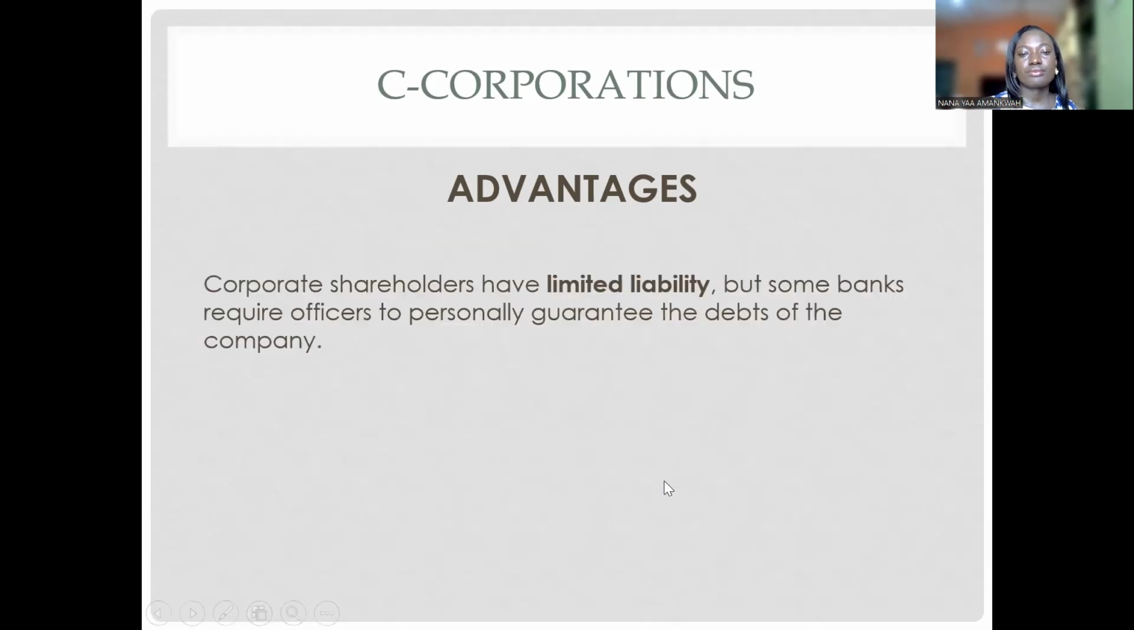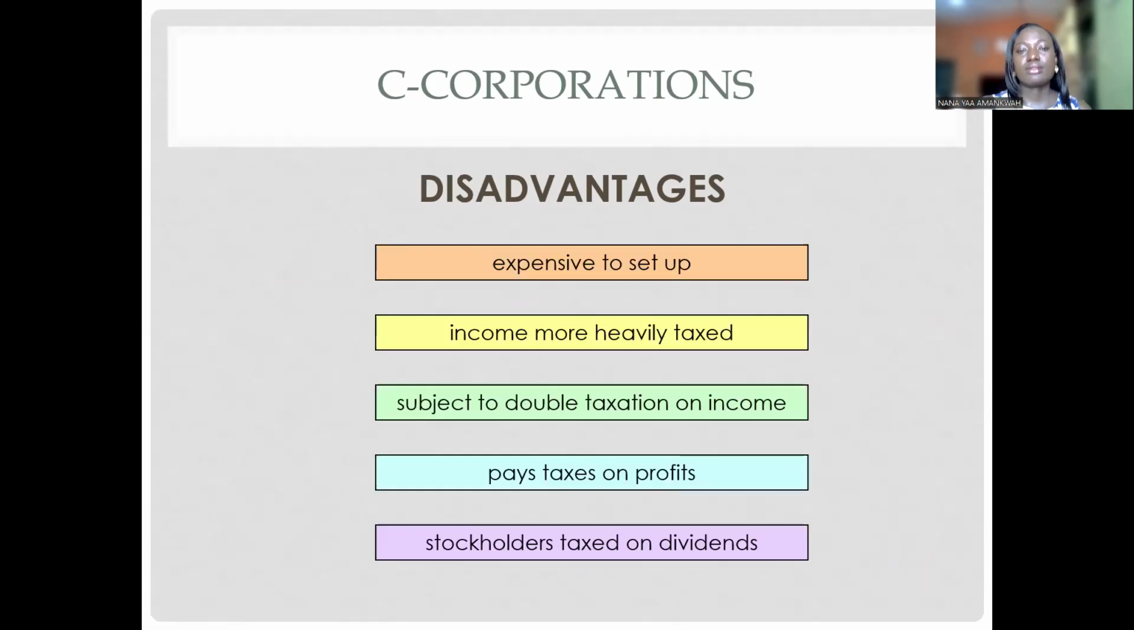Okay, good. Disadvantages: expensive to set up, income more heavily taxed, subject to double taxation on income, because the owners will be taxed and then the company will also be taxed. So it's double taxation there.